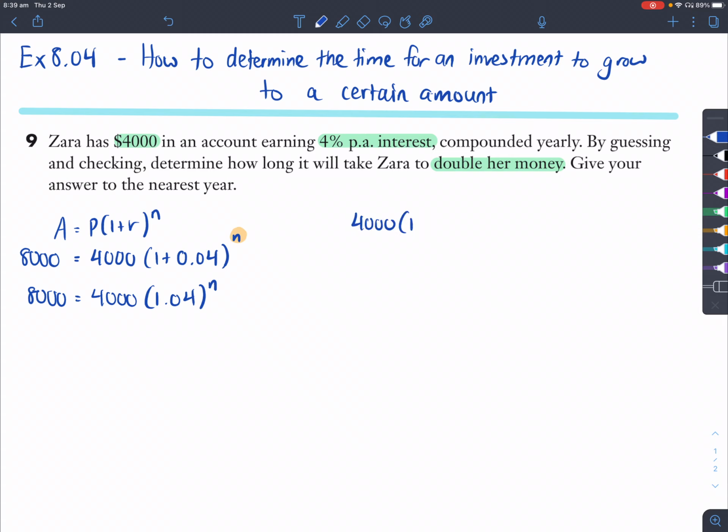Let's say I put in my calculator 4,000 times 1.04 to the power of 10. I'm just going to have a guess. What we're trying to aim for is an answer that gets to $8,000 or slightly above that. So 4,000 times 1.04 to the power of 10 gives 5,920.97 and so forth. That's not 8,000 yet, so let me raise it up even more, maybe to 15.